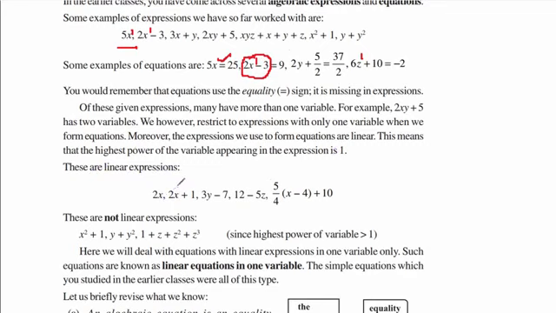Why are they expressions? Now you have revised what we have learned in previous classes. They do not have the equality sign, therefore they are expressions. These are not linear expressions. The following one, x squared plus 1, y plus y squared. Why? Because the highest power of a variable in the given expression is greater than 1.